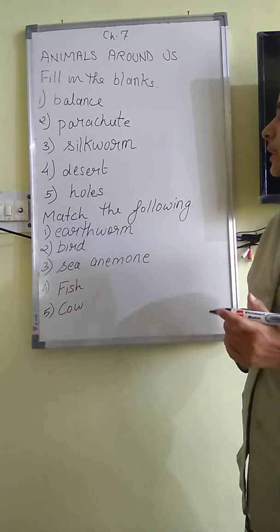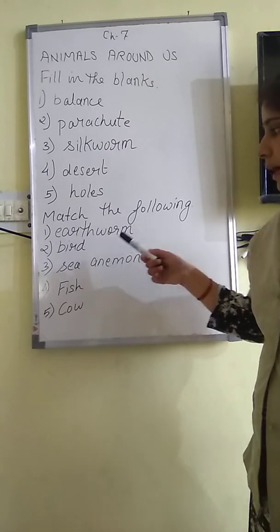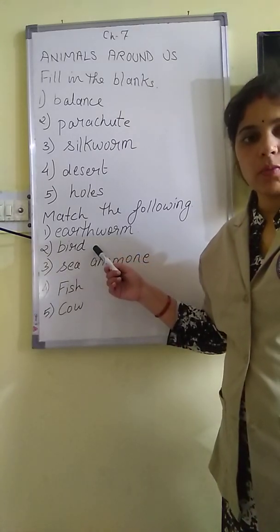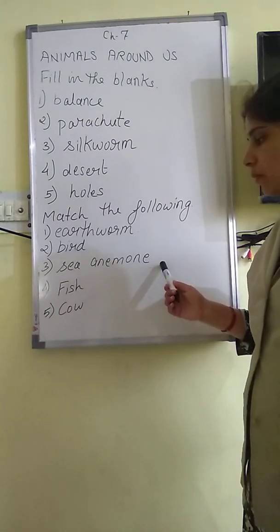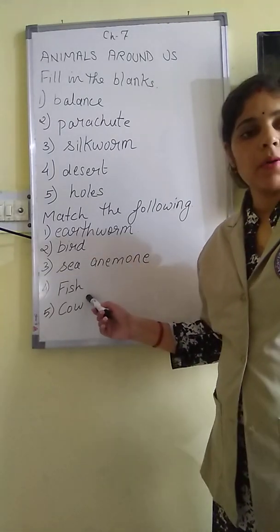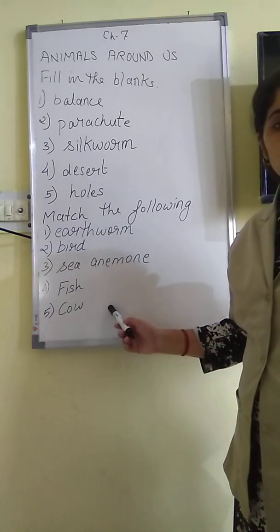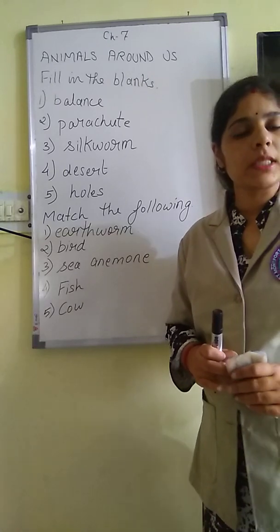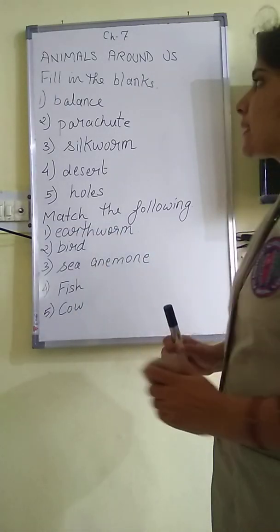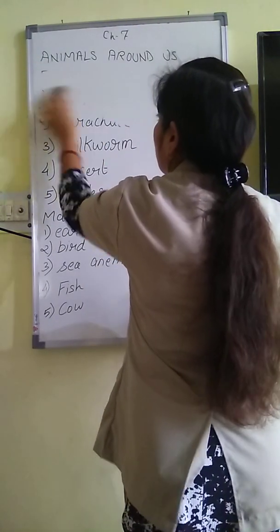So we are just revising it again. The first match is earthworm, second match is bird, that is hollow bone, third match, flower shaped body, is sea anemone, streamlined body is fish, and your last one, compact body, is cow. Now I hope you have done the exercise. Now we'll start with our next exercise. Your next exercise is true and false.